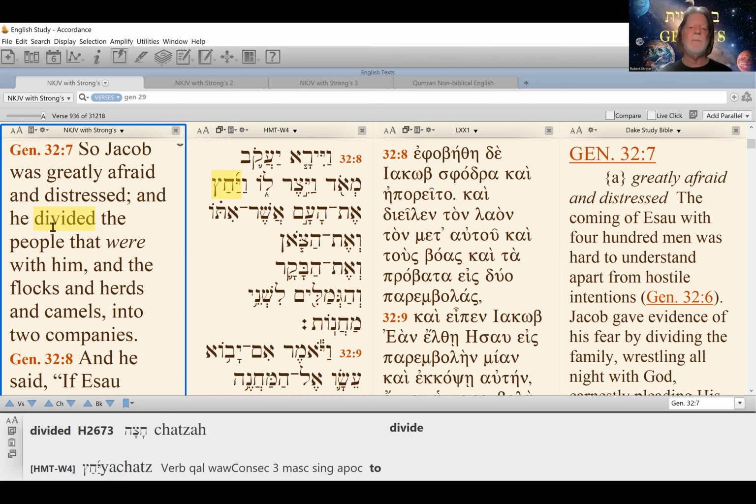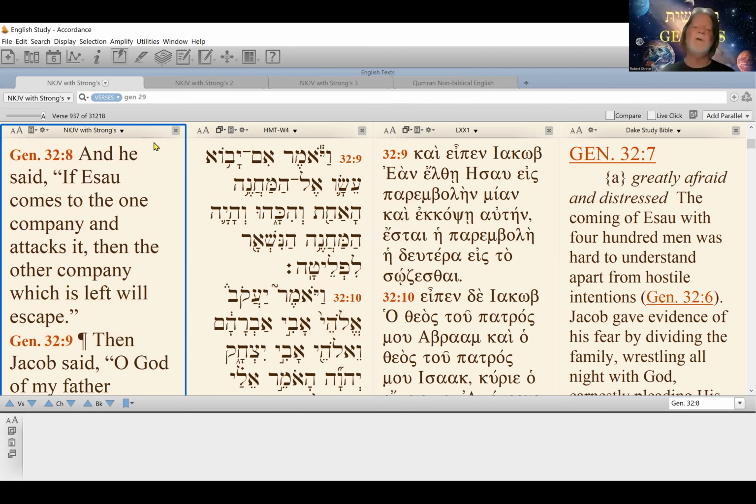Yaakov divided the people that were with him, and the flocks and the herds and camels into two companies, machanot, literally means a plurality of camps.